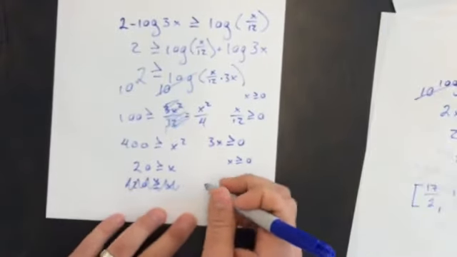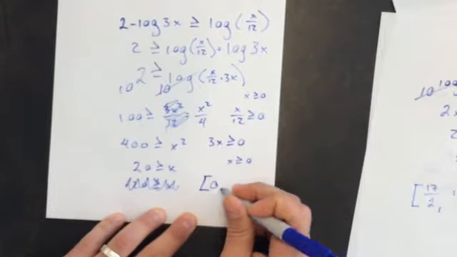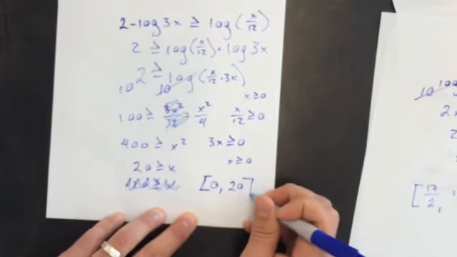Okay, that wasn't the example I was looking for. That's okay. It's going to be greater than or equal to 0 and less than or equal to 20.